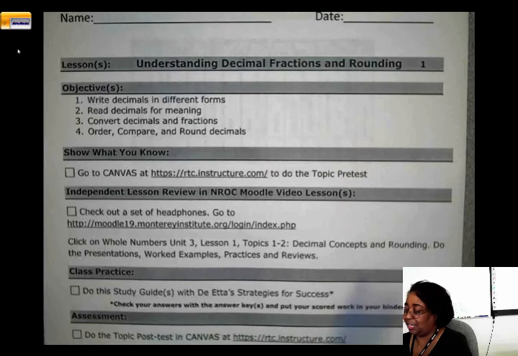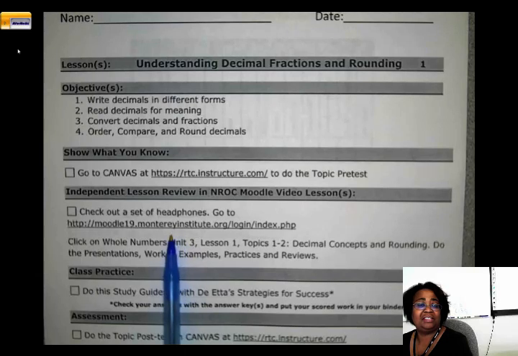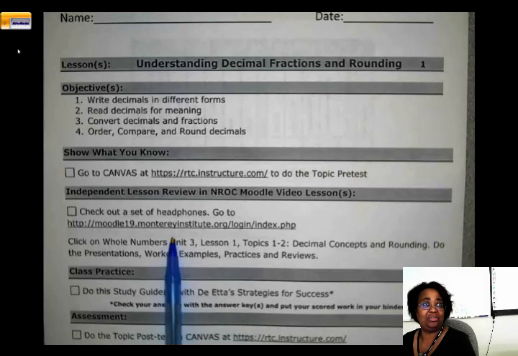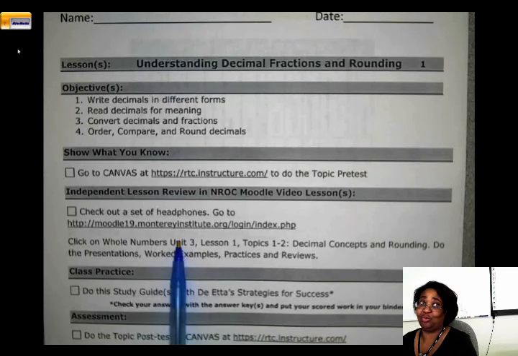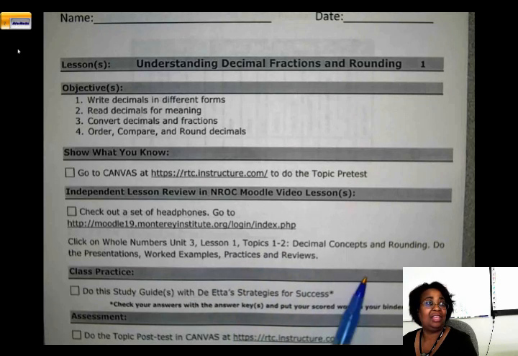In today's packet, you're going to write, read, convert decimals and fractions, order, compare, and round decimals. Your pre-test and post-test will be located in Canvas under this topic, decimal concepts. If I was going a little bit too fast and you need additional instruction, I will upload today's video for you to look at. But you can also go to our Moodle class, where you logged on with the ID that I told you to write down, and do Unit 3, Lesson 1, Topics 1 and 2 for decimals and rounding if you want some additional explanation.